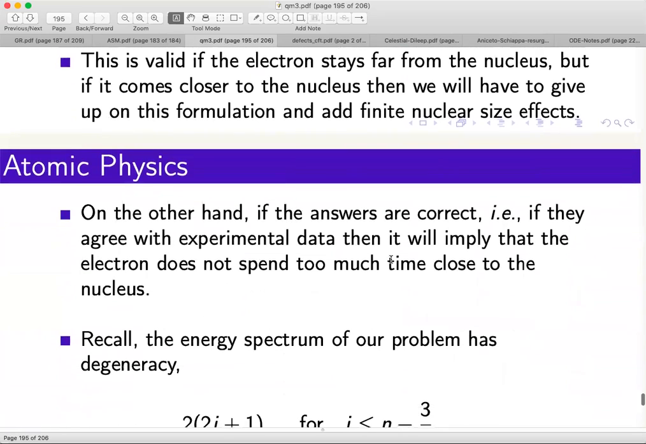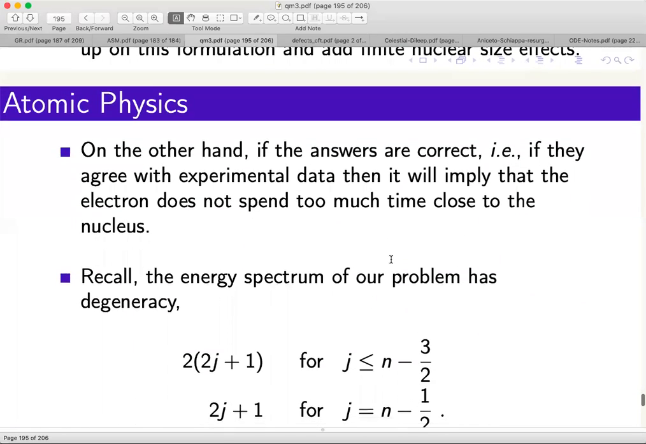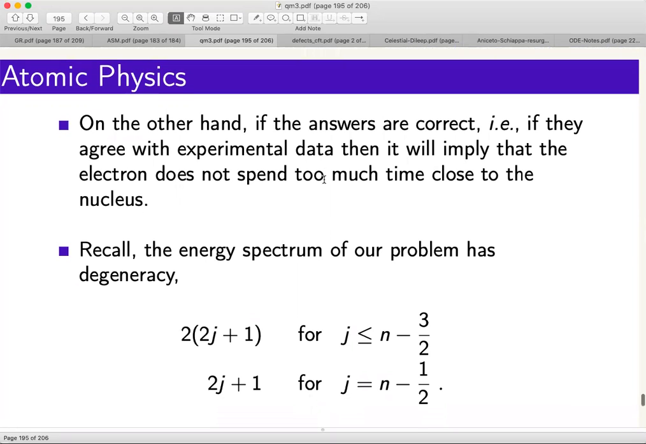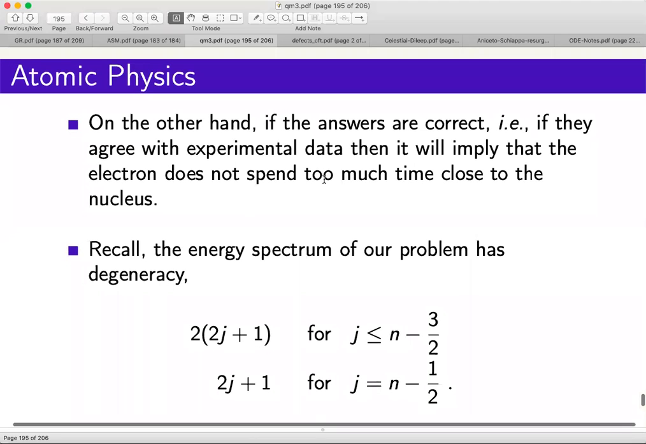So a practical approach that we will take is to say that if the answers are correct, meaning they agree with the experimental data, then we would say we are doing fine. If not, we'll revisit the problem. Is that fine? Yeah.